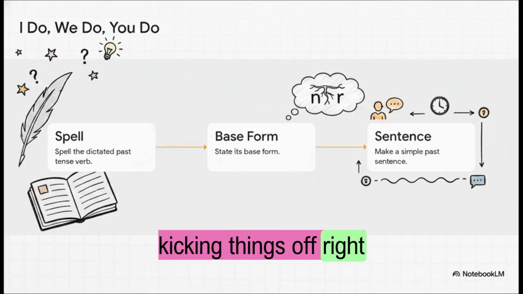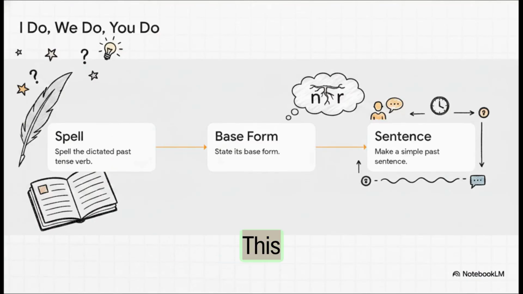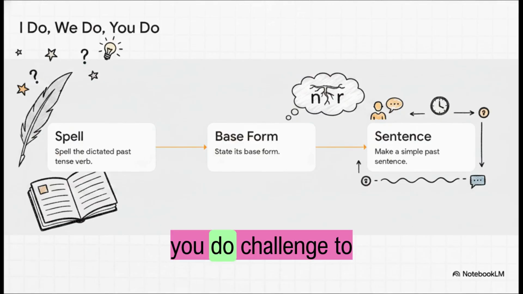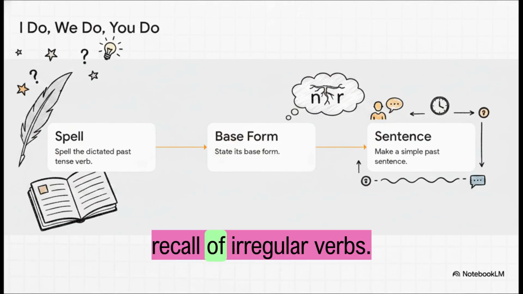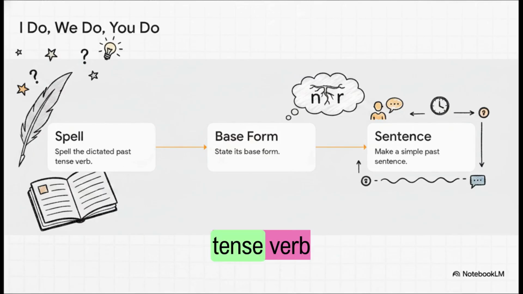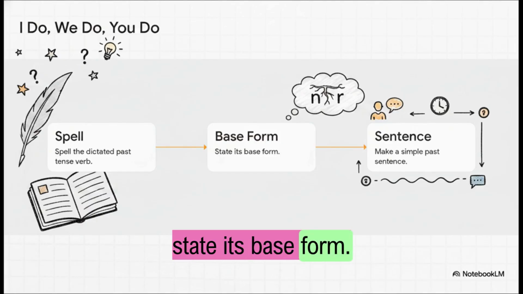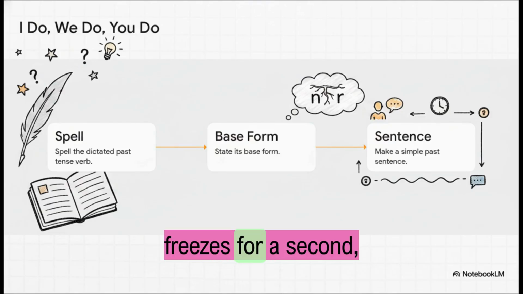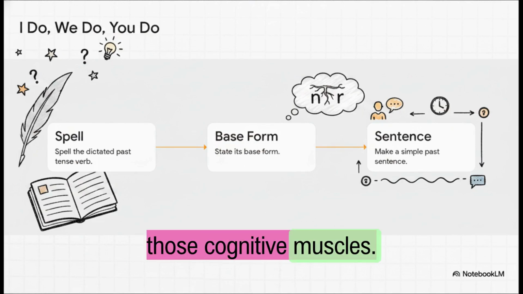We're kicking things off right now with a super quick brain warm-up. This is an I do, we do, you do challenge to test your active recall of irregular verbs. No notes, just your memory. Here are the 3 steps. Number 1, I'll dictate a past tense verb, and your job is to spell it. Number 2, state its base form. And number 3, make a complete sentence using that simple past verb. You're going to get exactly 10 seconds to do this for each word. And hey, if your brain completely freezes for a second, do not panic. That friction is exactly how you build those cognitive muscles.